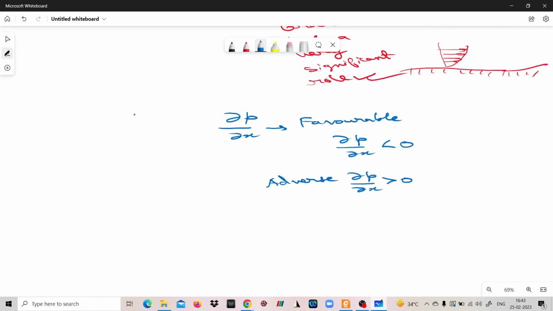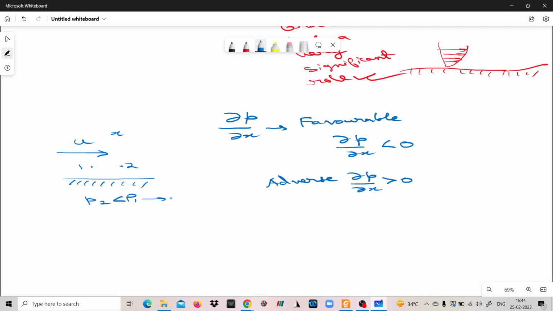The meaning is, let us consider again the case of the flow past a flat plate. Say the flow is taking place along this direction, say the direction is X. Then favorable pressure gradient means what? Del P by del X is less than 0. So if you consider any 2 points, point 1 and point 2, when P2 is less than P1, we say that the pressure gradient is favorable. And when P2 is greater than P1, we say that the pressure gradient is adverse.